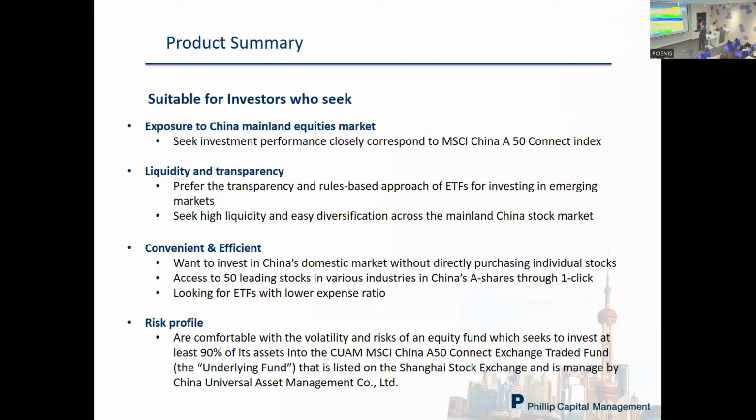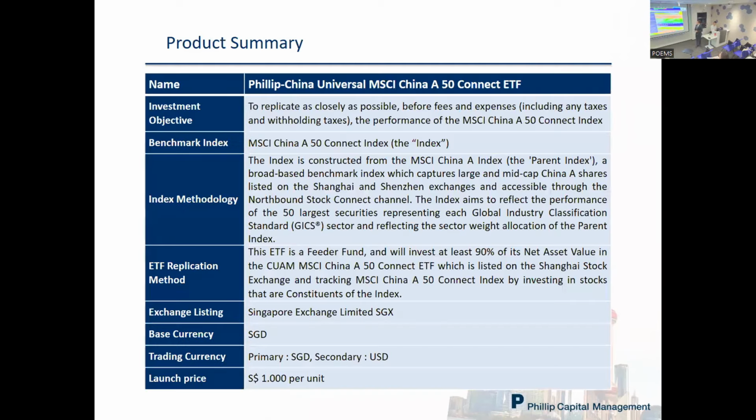Okay. And of course, the rest are easily understood, right? ETF, I think most of you are familiar with that, right? Okay, next. This is the product summary in more detail.